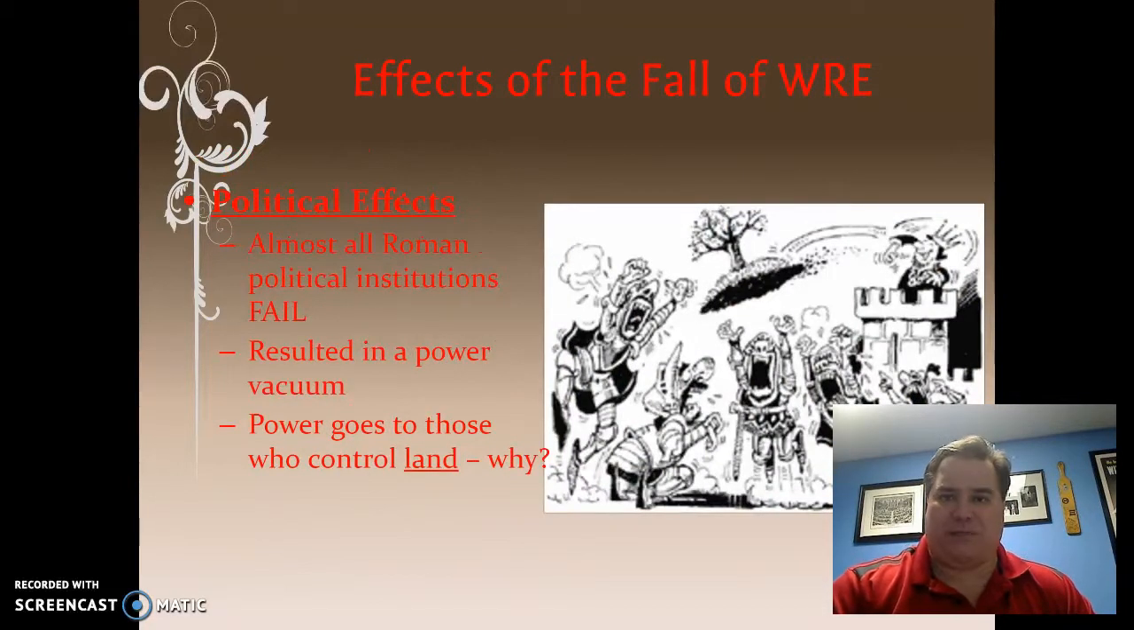Almost all the Roman political institutions failed, okay? That results in a power vacuum. And that power vacuum, since you didn't have a centralized state, is filled by those people who control land. Okay, now, why was control of land so important?